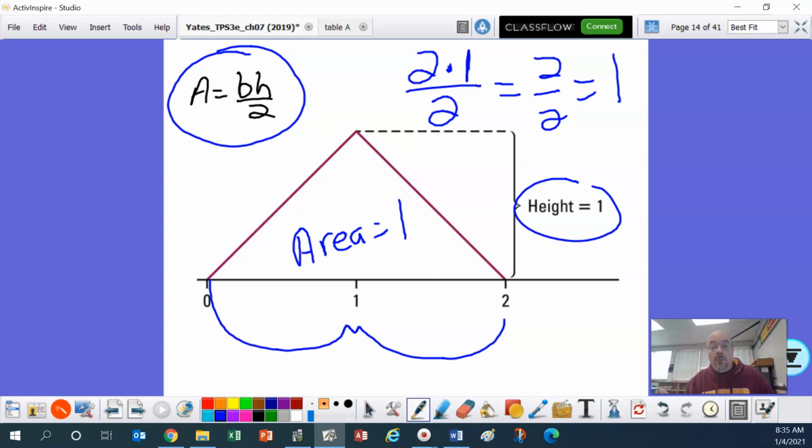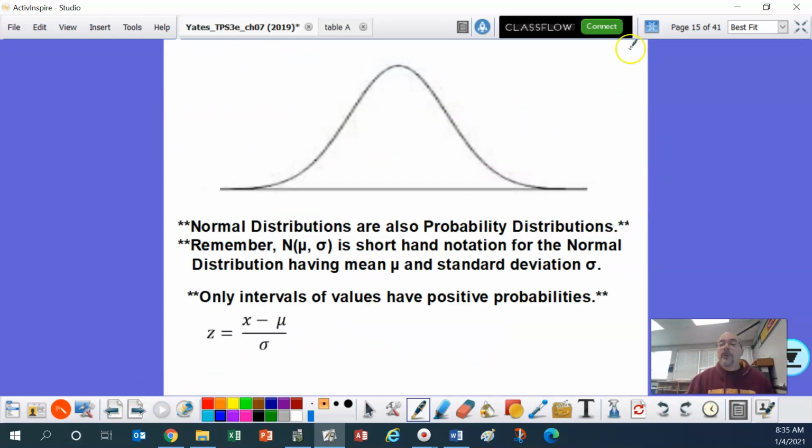Okay? Is it rule number 1? The probabilities add up to 1. It's either rule 1 or rule 2. I can't think right off the top of my head, but one of those rules. All right, here we go.